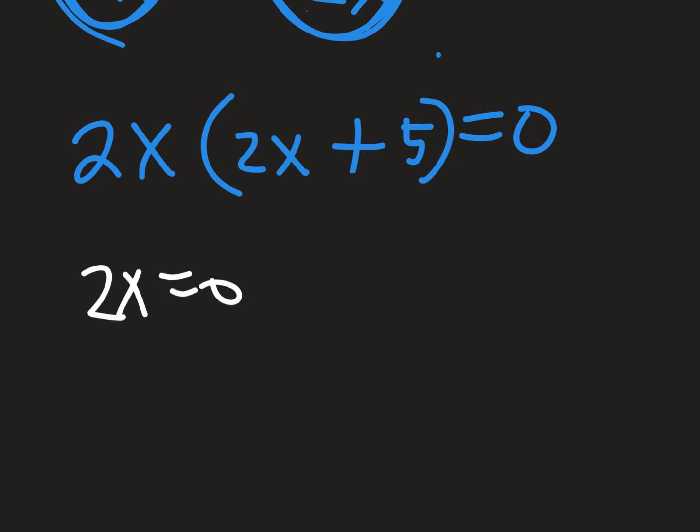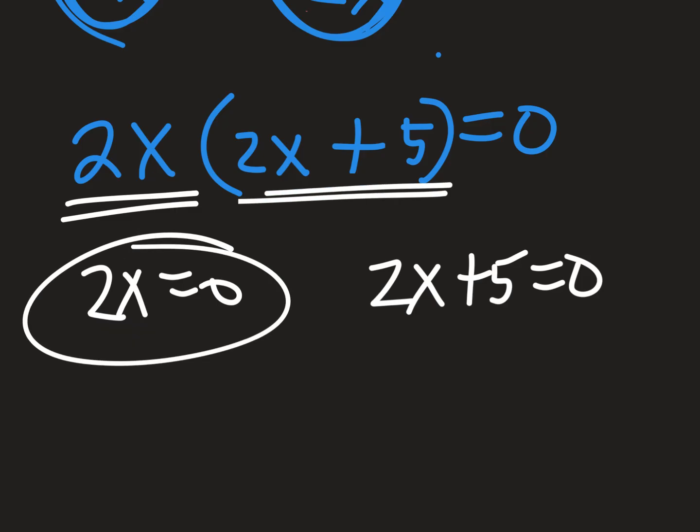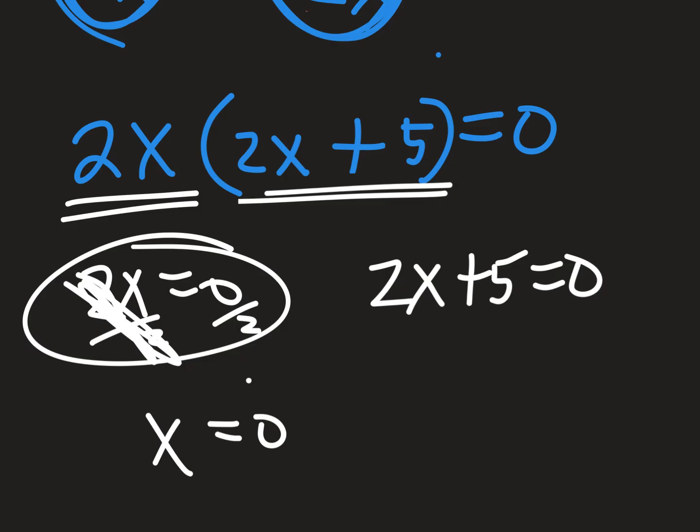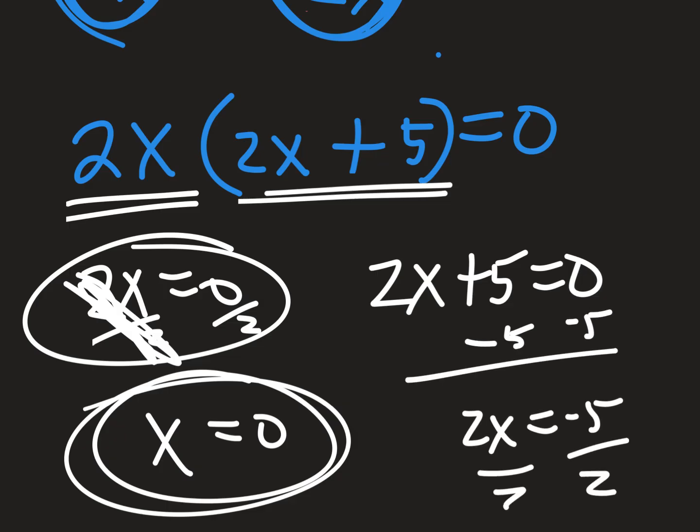2x equals 0, and 2x plus 5 equals 0. Either this part equals 0 or that part equals 0. Either way, you can get an answer. So this part's easy. 2x equals 0. Divide both sides by 2. And don't freak out on 0 divided by 2. It's just 0. X equals 0. That's one of your answers. Raise your hand if you had that one right. Awesome. And subtracting 5 from both sides, 2x equals -5. Divide by 2. -5/2. All right.